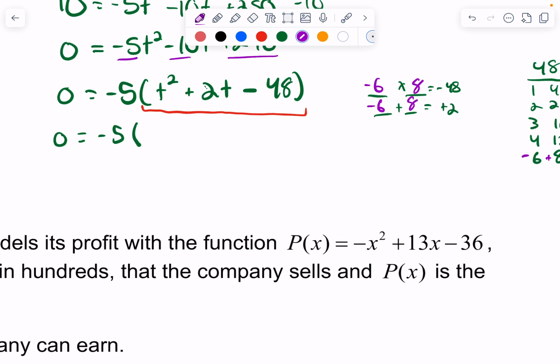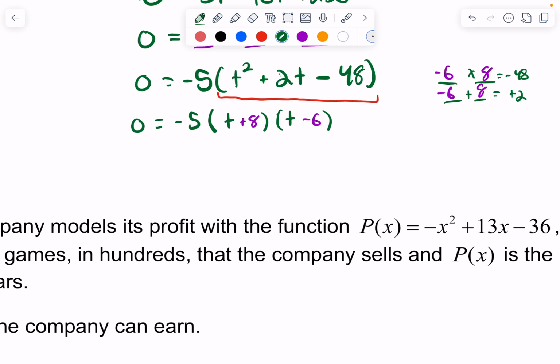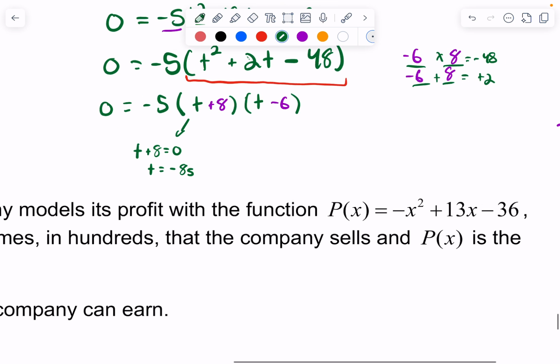So then factoring the simple trinomial is t plus 8, and then t minus 6. And again, we're solving, so we actually need to find the values of t that make this 0. So take this bracket, t plus 8, set it to 0, and solve. So you'd find t being minus 8, and in the context of this problem, t is measured in seconds. And then over here, you get t minus 6 equals 0. Bring the 6 over. t equals 6 seconds.